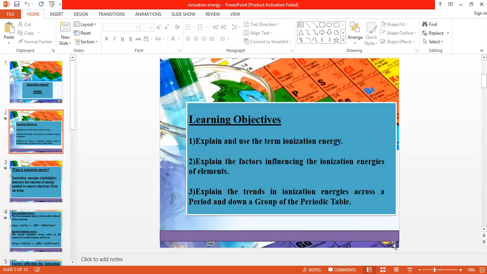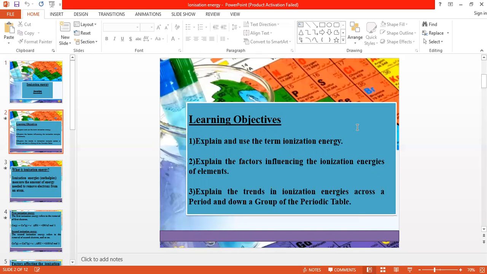These are the objectives. Number one, explain and use the term ionization energy. Okay, please listen carefully. So these are the objectives what we are going to learn. First, you need to define what is ionization energy. Here I wrote first one, ionization energy. So you need to define what is this. Then we have explained the factor.